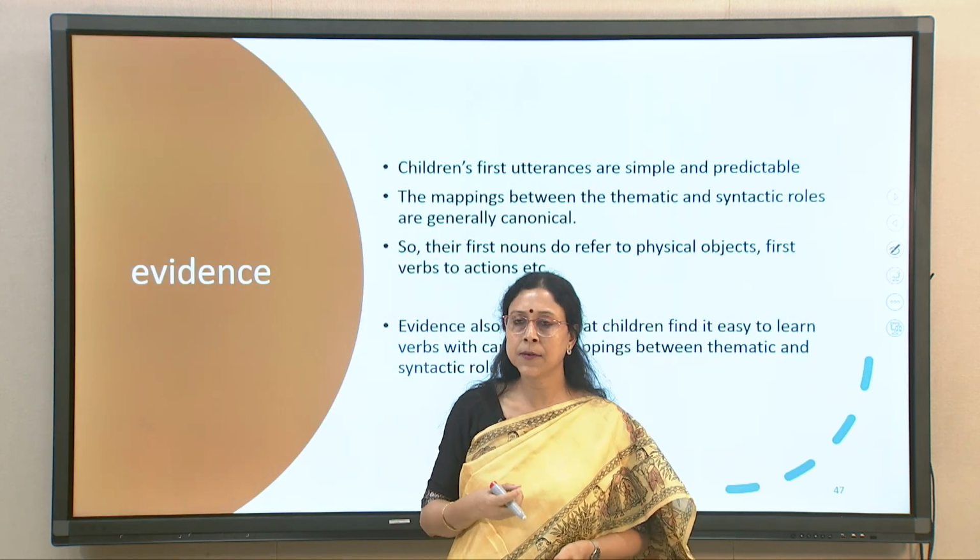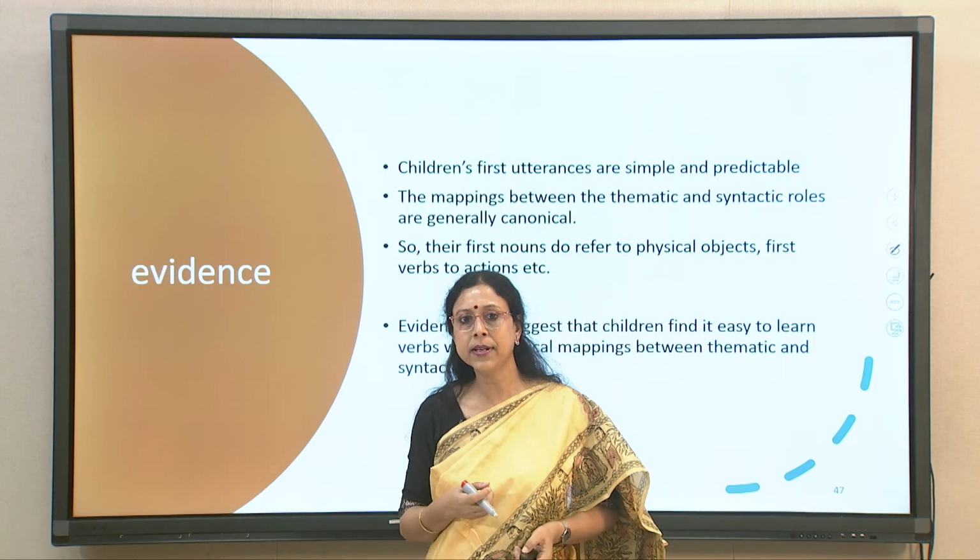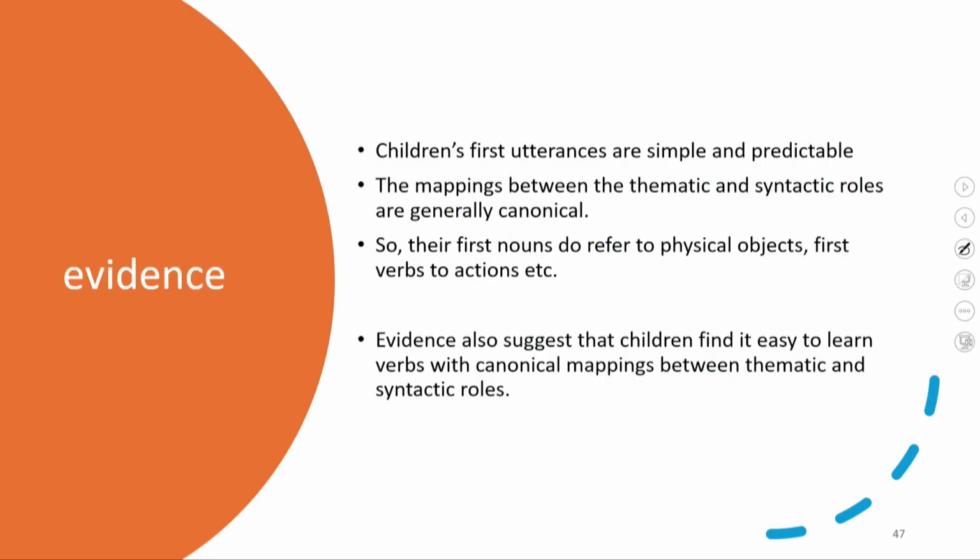So, is it just some theory, or do we have some evidence? There have been studies carried out to look at how far these theories are tenable. We will look at a couple of examples. Children's first utterances are typically simple and predictable. The mapping between thematic and syntactic roles is generally canonical. So, their first nouns do refer to physical objects, and first verbs to actual actions. Evidence suggests that children find it easy to learn verbs with canonical mapping between thematic and syntactic role.